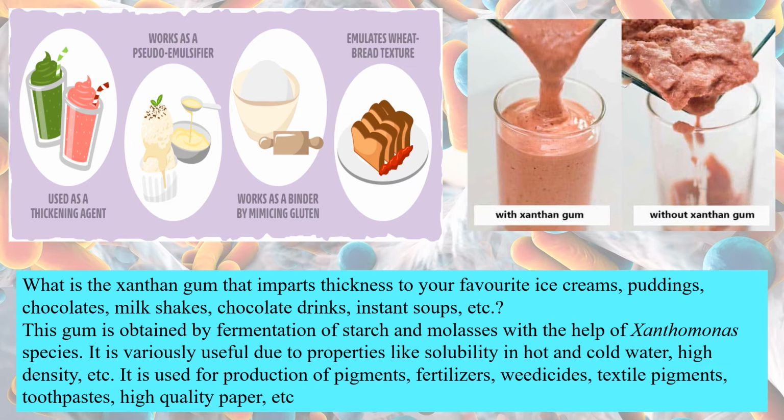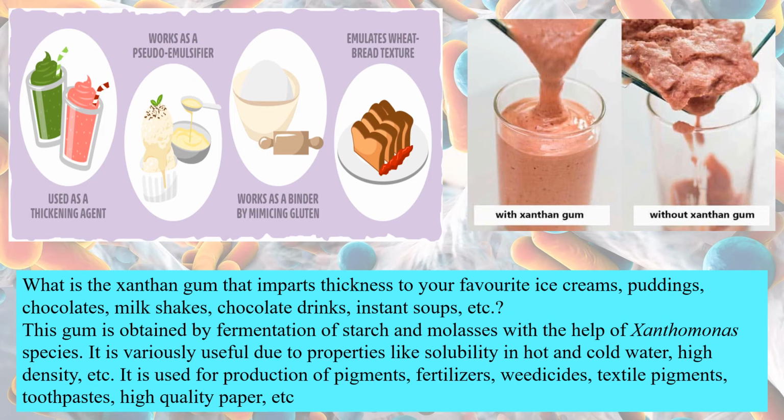Now this xanthan gum imparts thickness to your favorite ice creams, the milkshakes, the puddings that you get. Okay, soups that you have in the house. The instant soups, the thickness that you get, what is it from? Xanthan gum is present inside. Now that gum is not like our normal chewing gum. This gum is obtained by fermentation of starch and molasses with the help of Xanthomonas species.